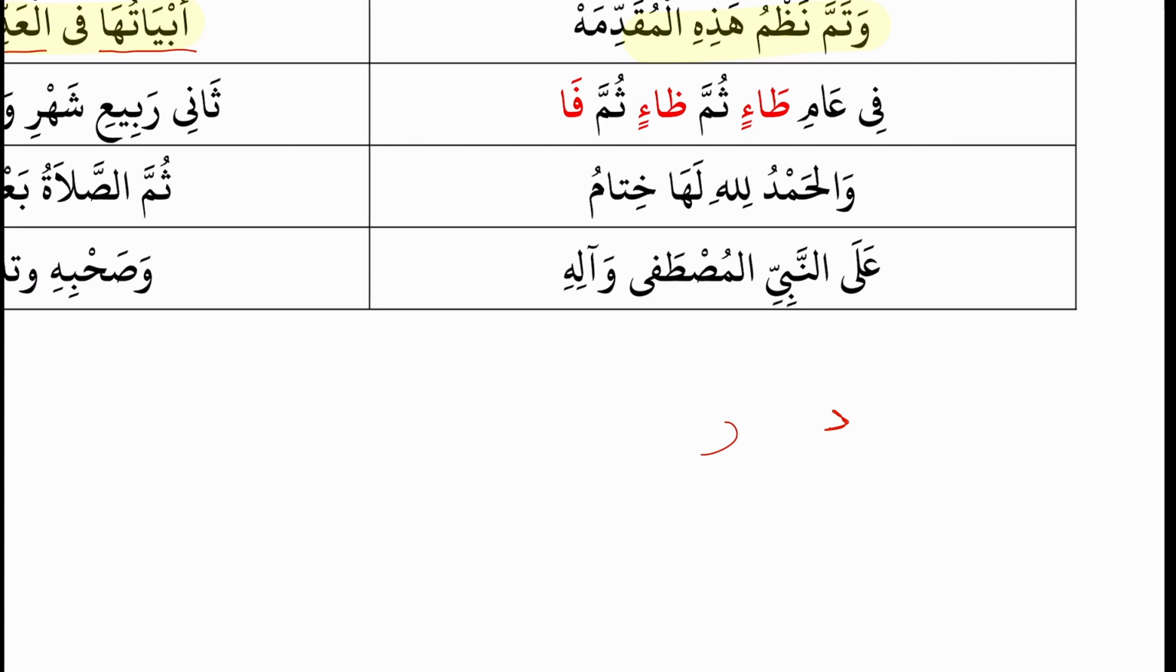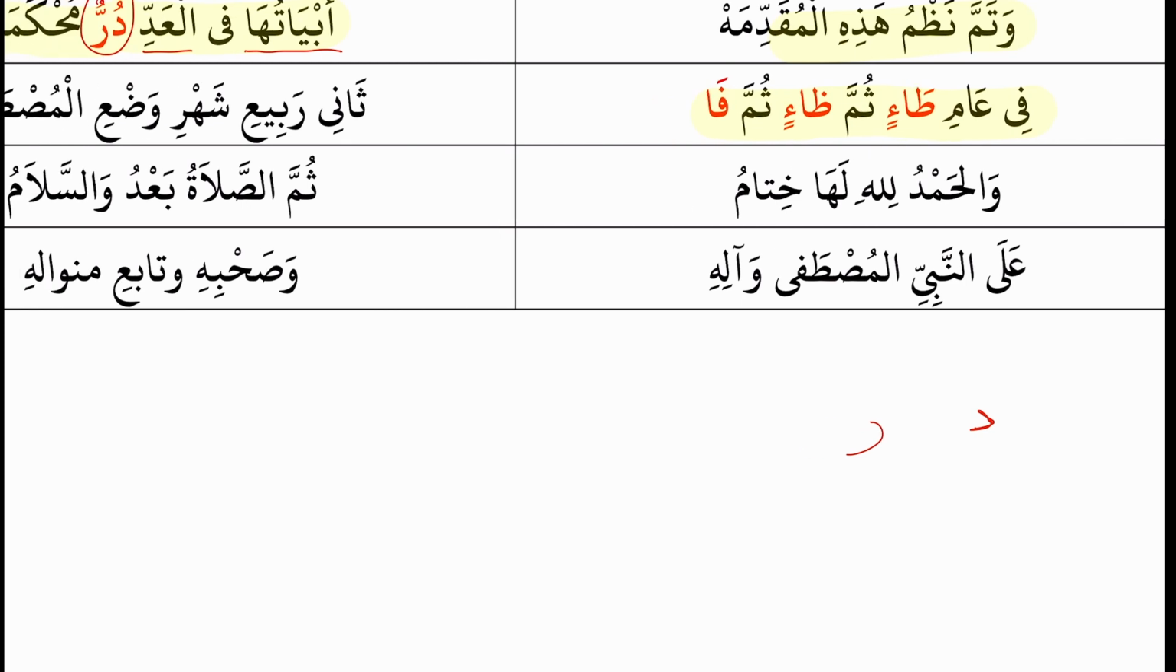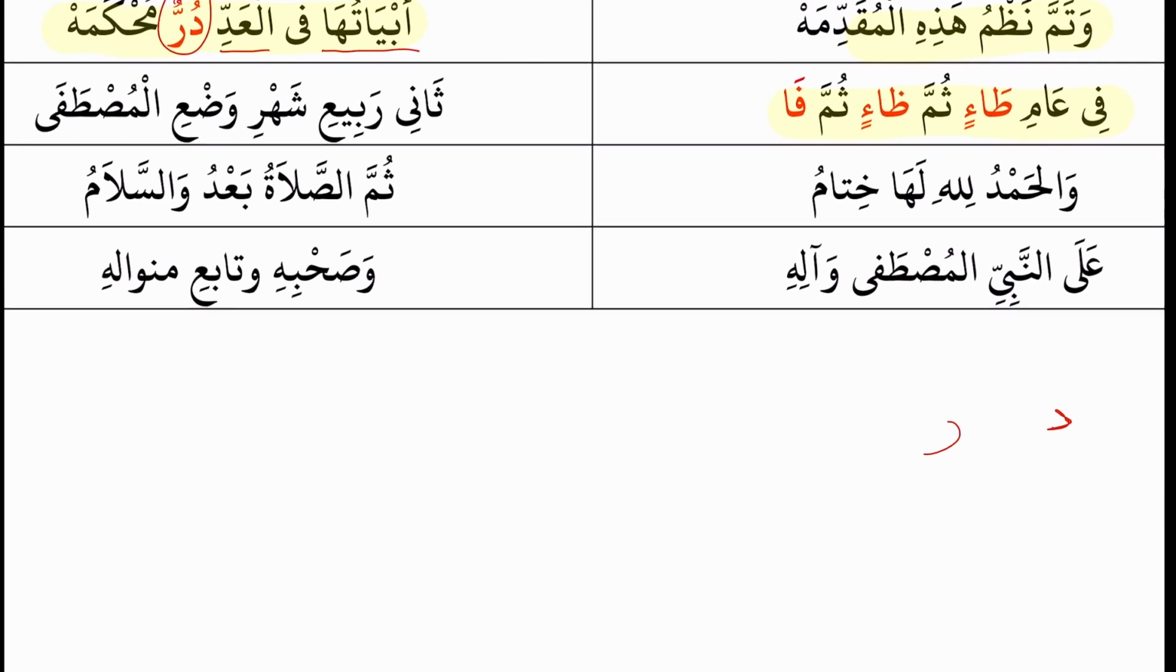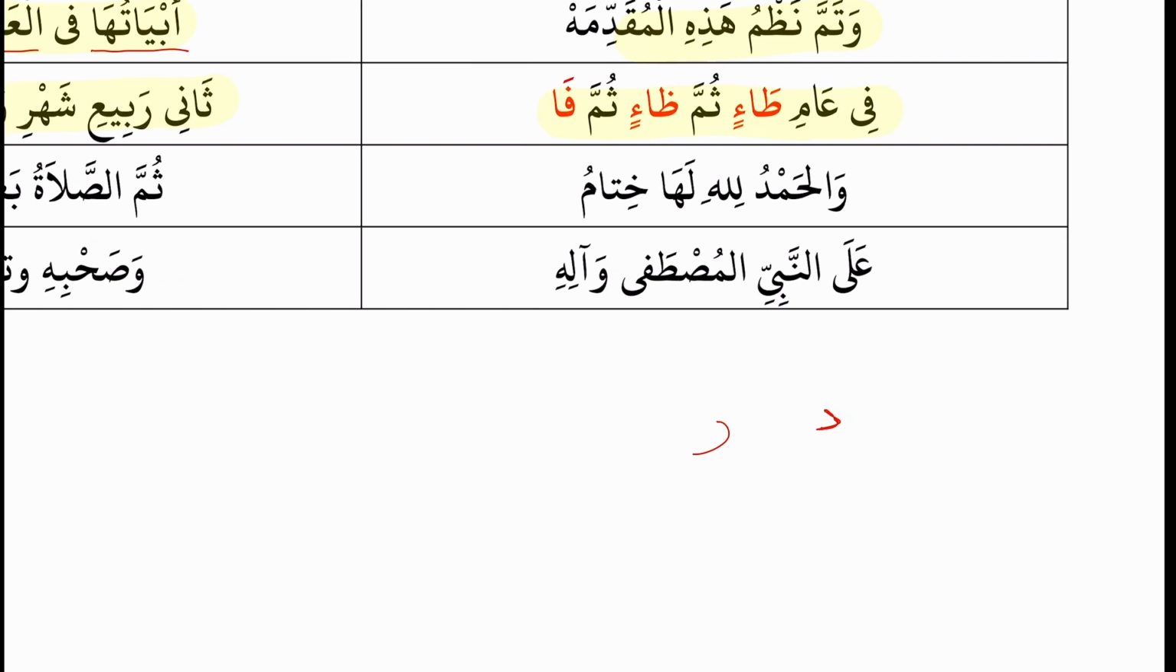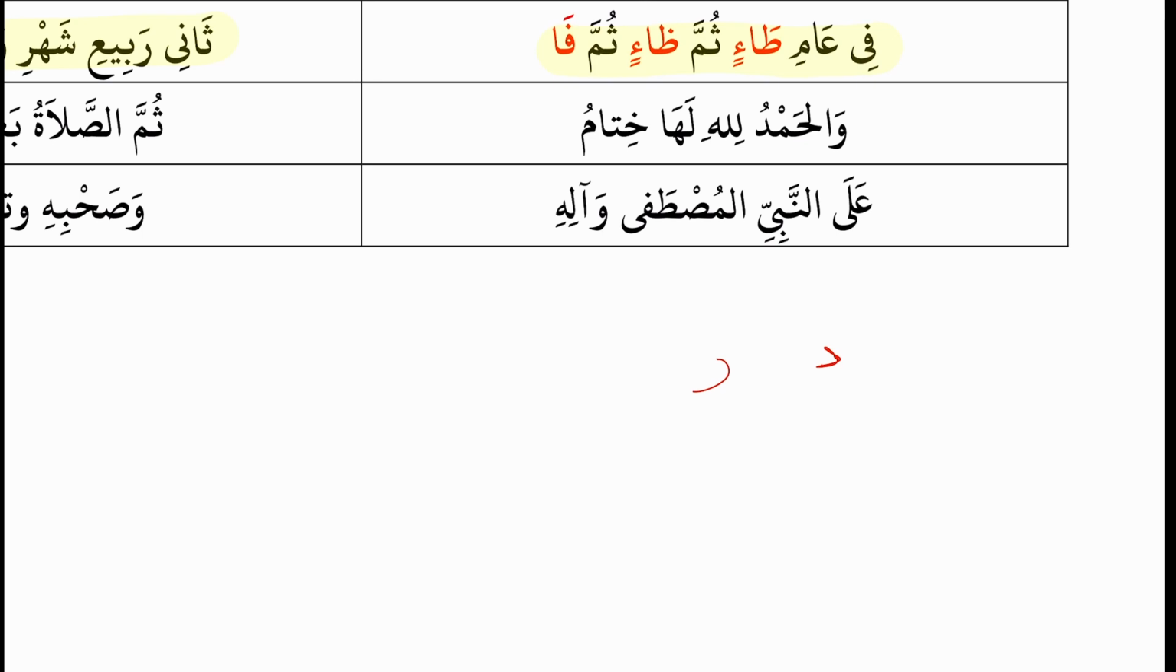And then he says here in the next line we're going to highlight في عام طاء ثم ضاء ثم فاء. And then he says ثاني ربيع شهر وضع المصطفى. Okay, here he's talking about the history. When was it written? He says in the year عام, in the year طاء, ثم, then, ضاء, ثم فاء, or the letter fa.